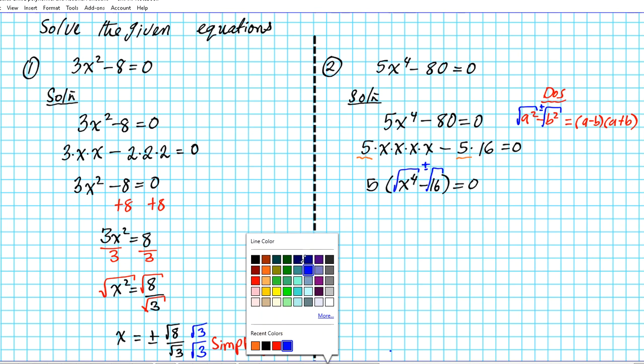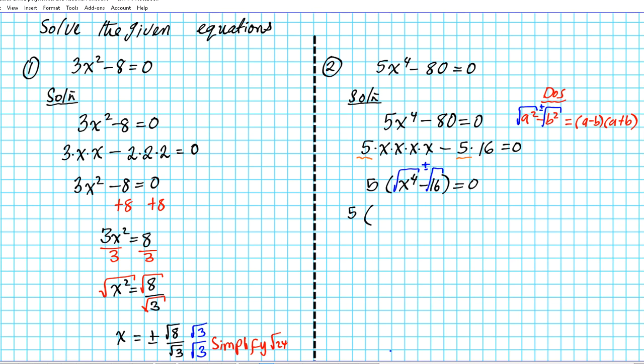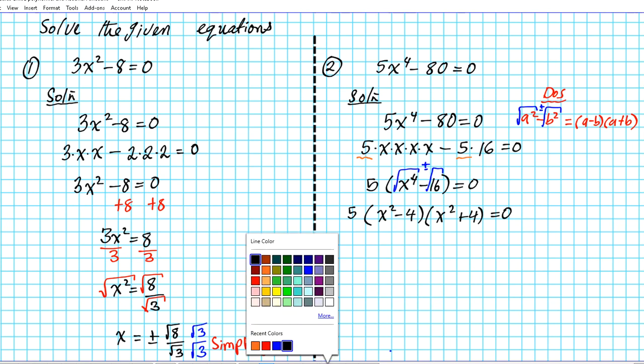So the factored state is going to be 5 times the square root of x to the 4th, which is x squared, minus 4, which is the square root of 16, times x squared plus 4, equals 0. Okay, now let's inspect these two quantities to see if we can factor further. Take a look at x squared minus 4. What do you notice here? That's another DOS. This is another difference of squares, so we can factor that.